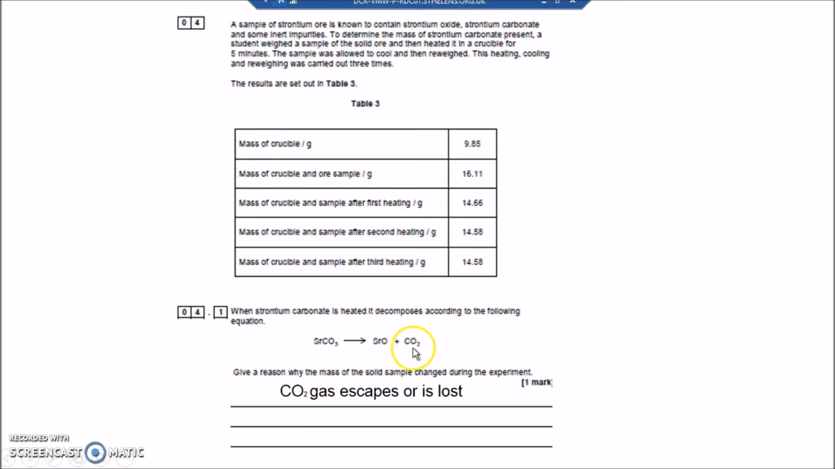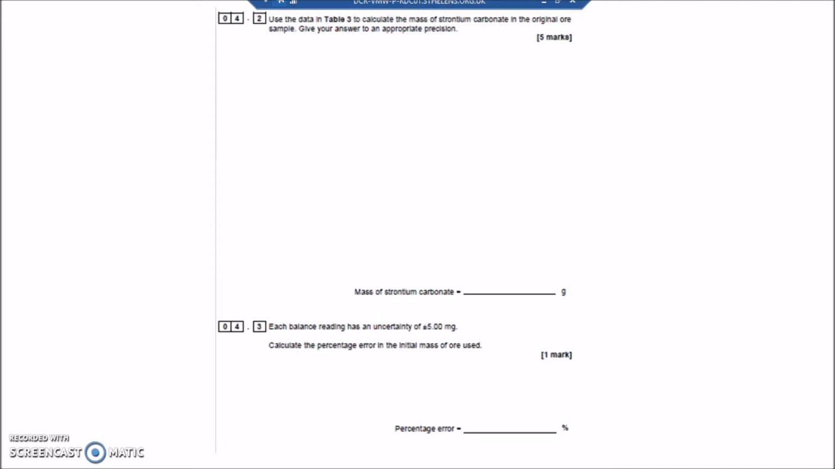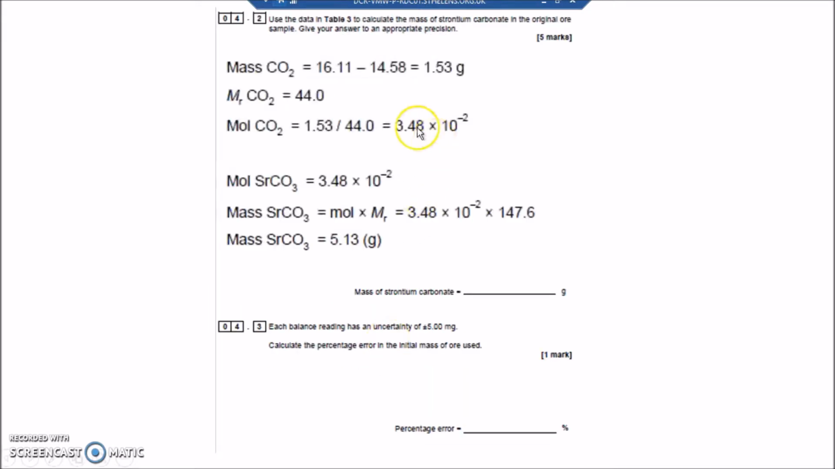And if I can work out the number of moles, I can work out the number of moles of strontium carbonate and the mass of that. I'll show you what I mean. So 16.11 take away 14.58 is the mass of the carbon dioxide: 1.53 grams of carbon dioxide.